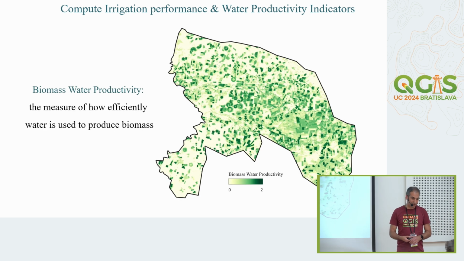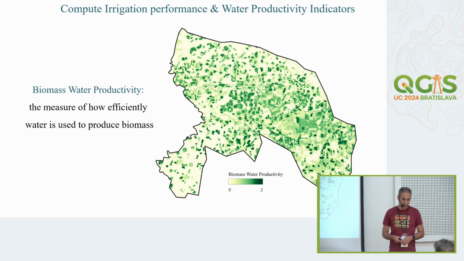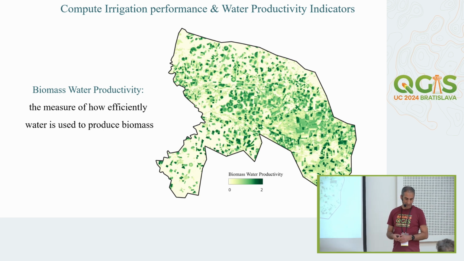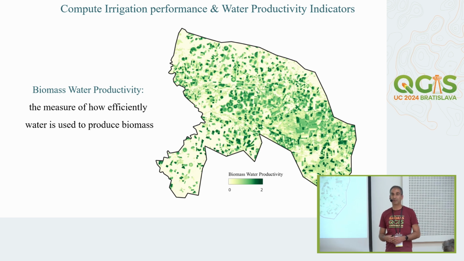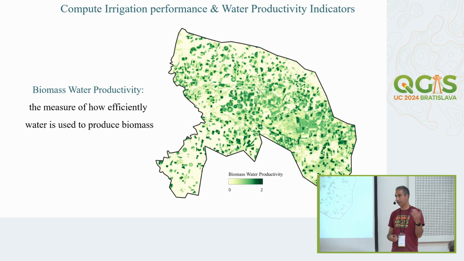And these are the productivity indicators. So the biomass water productivity is about how efficiently water is used to produce the biomass. So basically, biomass production divided over water use by the crops.